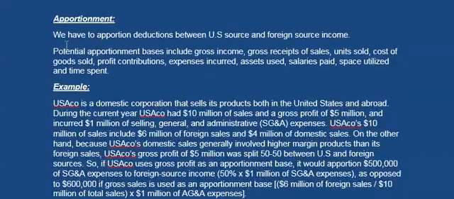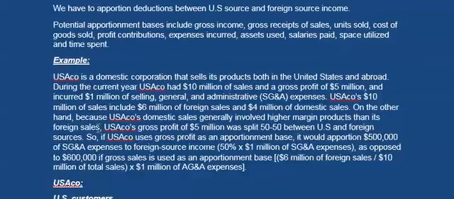Apportionment. We have to apportion deductions between US source and foreign source income. Potential apportionment bases include gross income, gross receipts of sales, units sold, cost of goods sold, profit contributions, expenses incurred, assets used, salaries paid, space utilized, and time spent. Example.